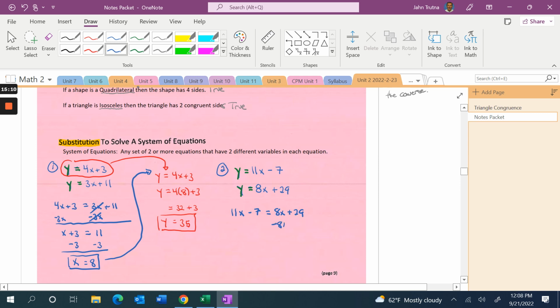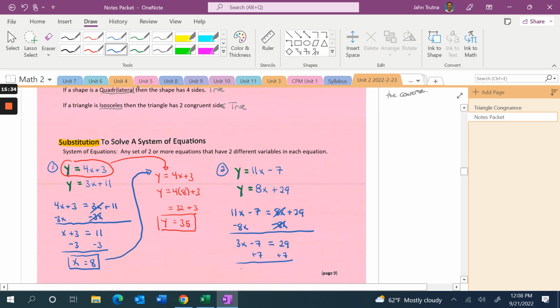So I would subtract 8x's from both sides of the equation. 11x take away 8x is 3x. I bring down the minus 7. I bring down the equal sign. The minus 8x would cancel out the positive 8x, and I bring down the 29. Next, I would add 7 to both sides of the equation.